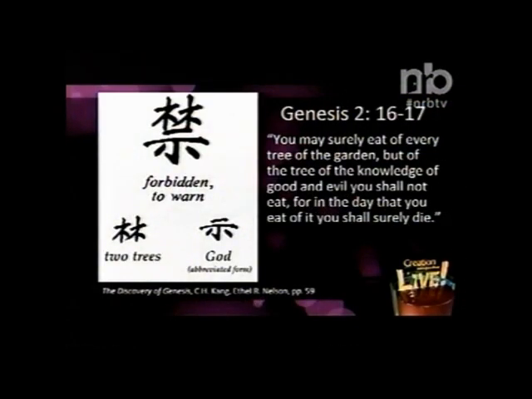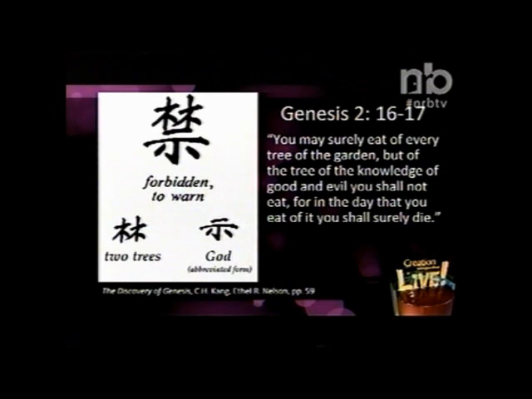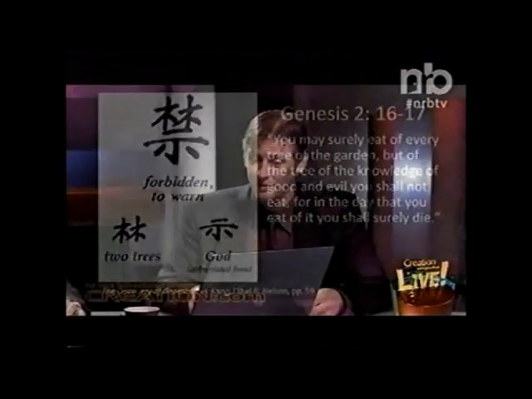Well, here again we have the 2 trees, which is again, see, it would be enough of a coincidence the first time, but to have 2 trees again that symbolize something like this, and then God, that's the word for forbidden or to warn. Well, Genesis 2:16-17 says, you may surely eat of every tree of the garden, but of the tree of the knowledge of good and evil you shall not eat, for in the day that you eat of it you shall surely die. It's forbidden, and there was a warning there. Again, why would 2 trees have anything to do with that?